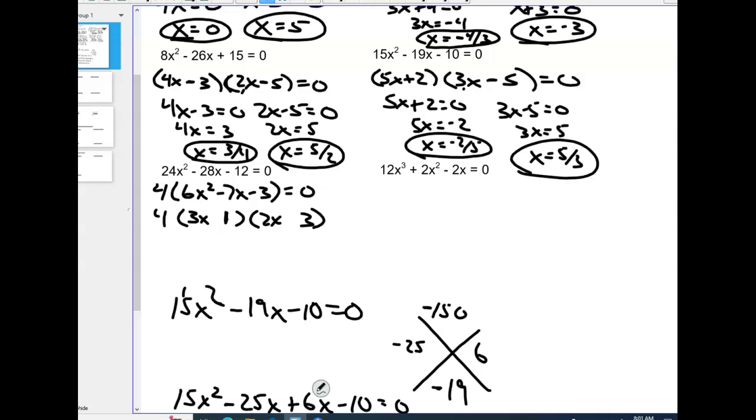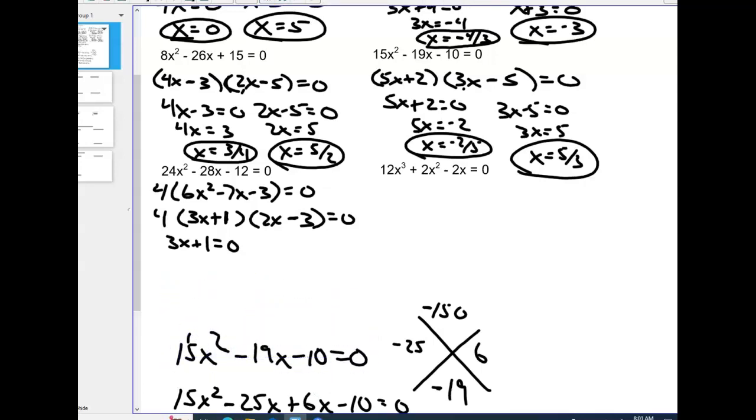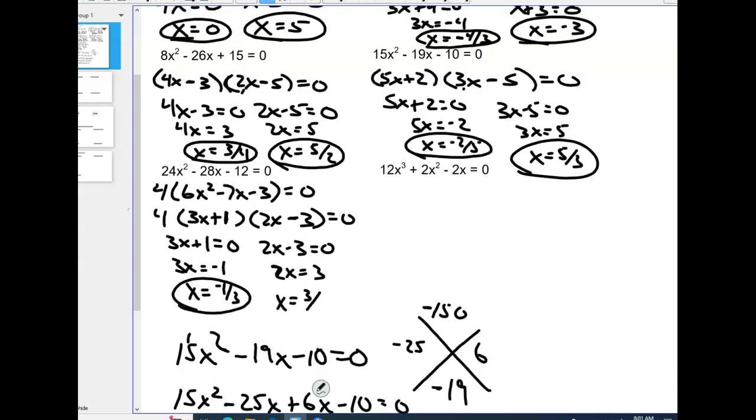3x times 3 is 9x. 1 times 2x is 2x. How can I make 9x and 2x negative 7? This is a minus, this is a plus. So 3x plus 1 equals 0. X equals negative 1/3. 2x minus 3 equals 0. And x equals 3/2.